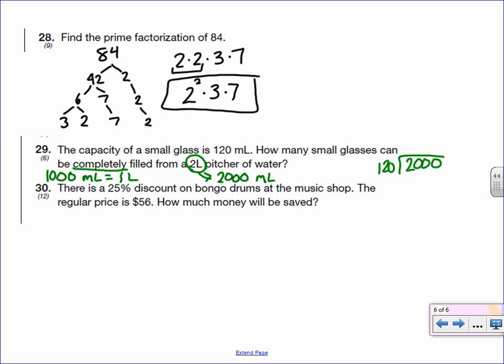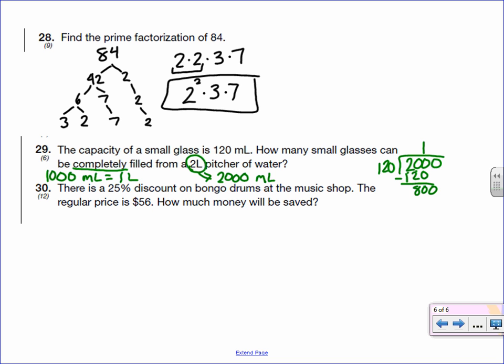And since we know that we want it to be completely full, we just know that the number that we get up on top without the decimal point will be our answer. So 120 won't go into 2 or 20, but it can go into 200 once. 1 times 120 is 120. 200 minus 120 is 80.